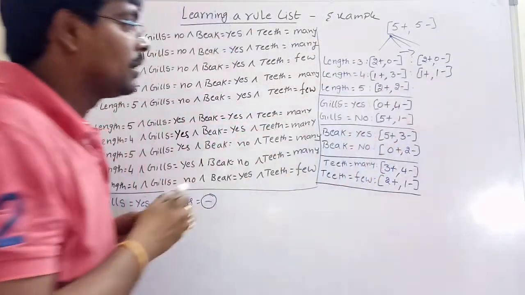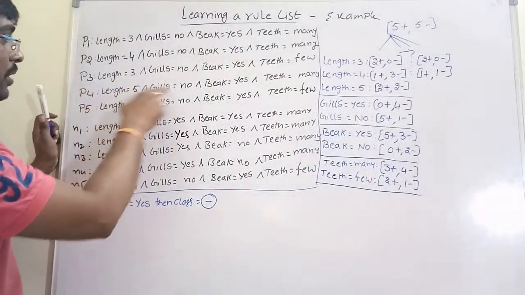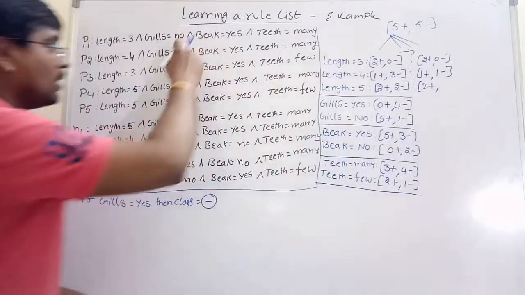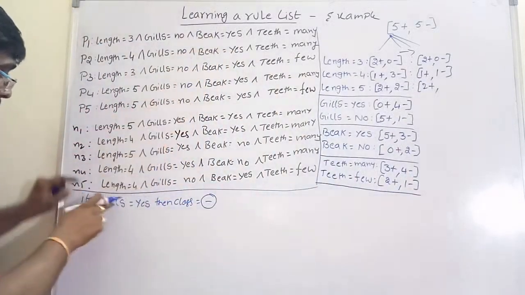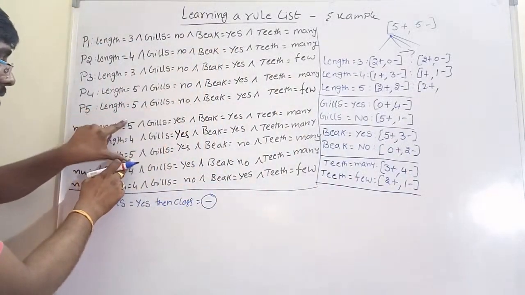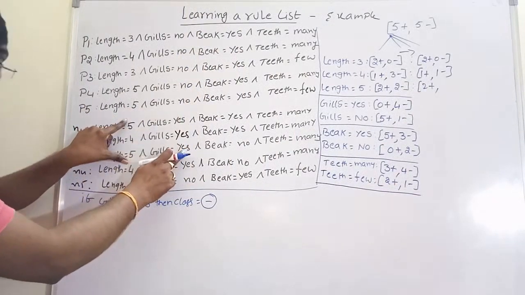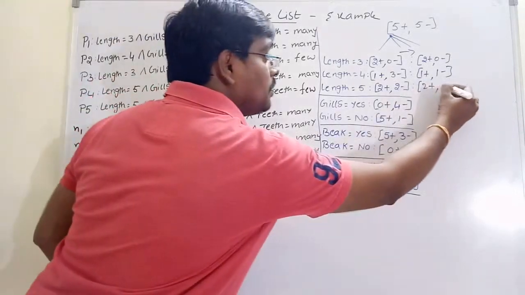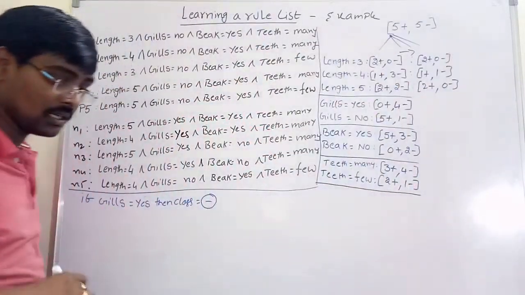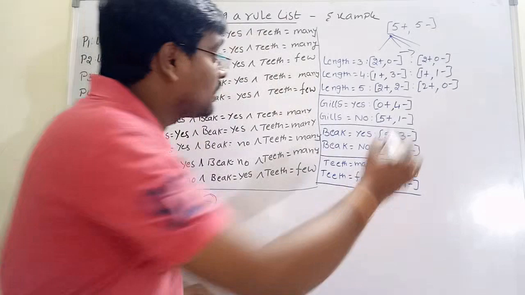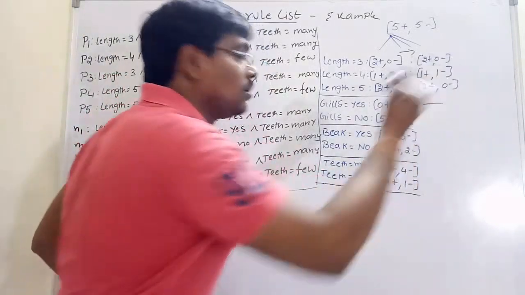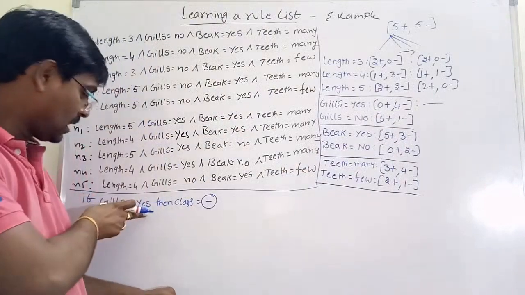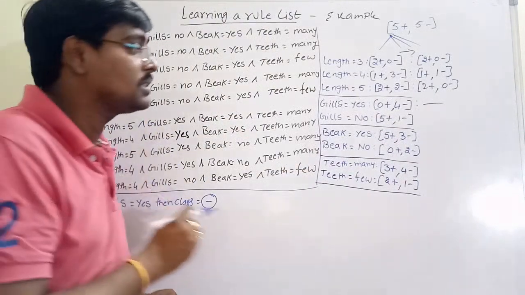Similarly, for length is equal to 5, both are placed because gills is equal to no. In this length is equal to 5, we have 2 instances. All these are yes cases, meaning these 2 are eliminated. That is simply 0 negatives are considered. Similarly, gills is equal to yes, the statement is completely removed. That split is already considered. That literal is already considered.